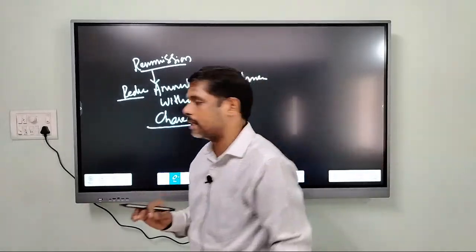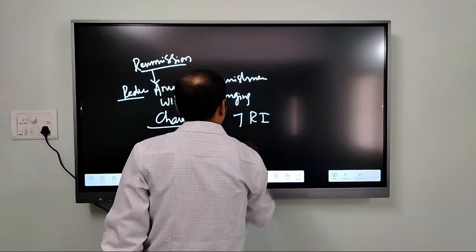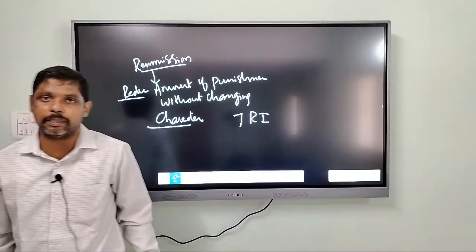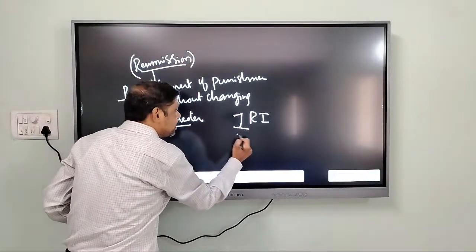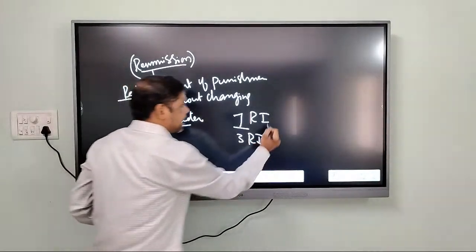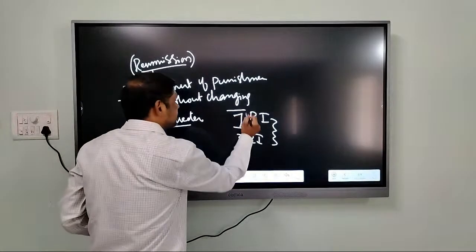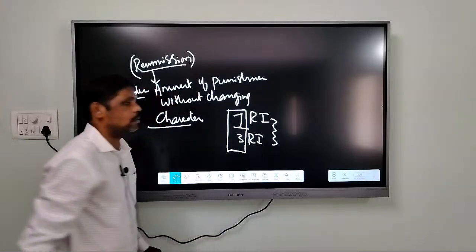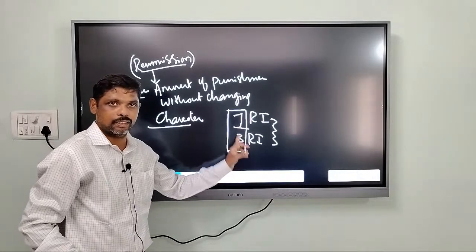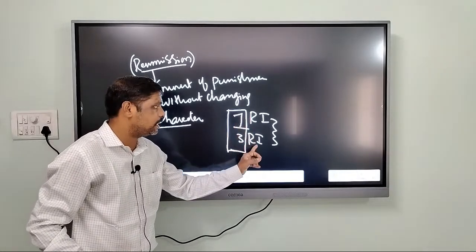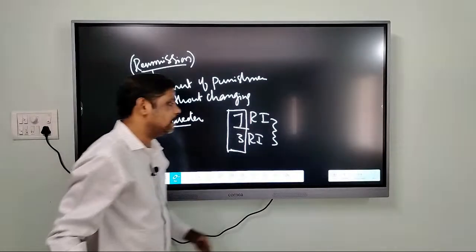Let me take one example. Think that a person is punished with 7 years of rigorous imprisonment. When there is a remission of punishment, it means from 7 years to say 3 years of rigorous imprisonment. The character of punishment is not changed. What is changed is the amount of punishment, without changing the character. That is what is called remission.